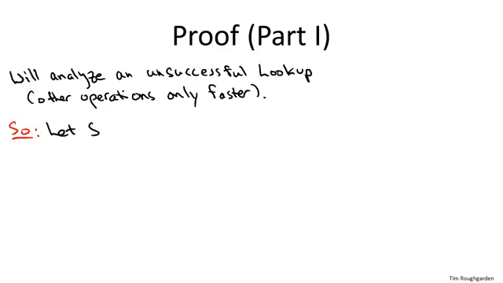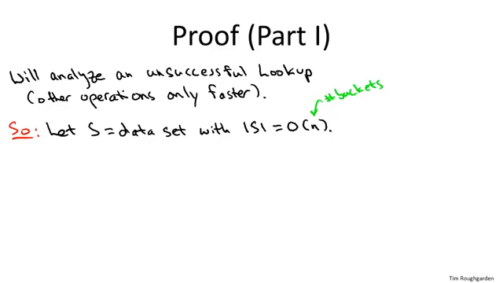So a little more precisely, let S be the data set. This is the objects that we're storing in our hash table. And remember that to get constant time lookup, it certainly needs to be the case that the load is constant. So we're assuming that the size of S is big O of the number of buckets N. And let's suppose we're searching for some other object, which is not in S, call it x. And again, I want to emphasize we're making no assumptions about what this data set S is, other than that its size is comparable to the number of buckets.